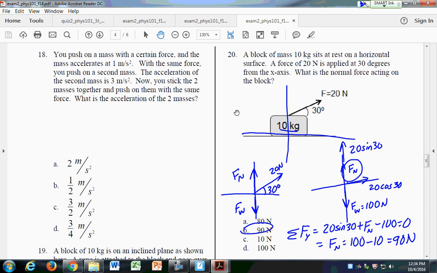I could ask some other things. I could ask, what is the acceleration? How would you find the acceleration? You'd say this is the only force in the x direction, so this force is equal to the mass times the acceleration, and that will give you the acceleration. You could also throw in some friction. You could say the kinetic friction is, let's say mu k is 0.1.